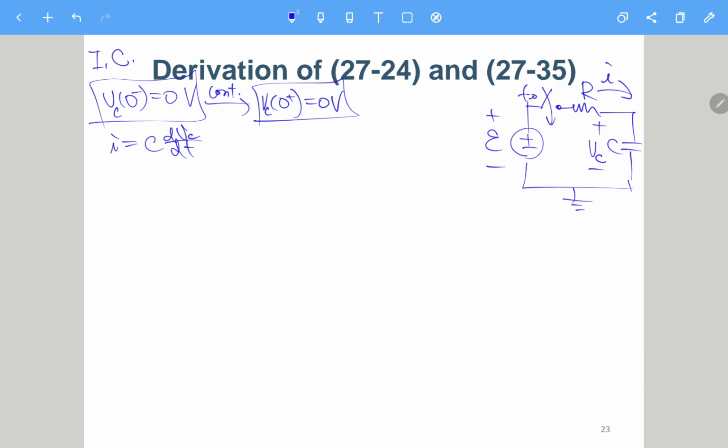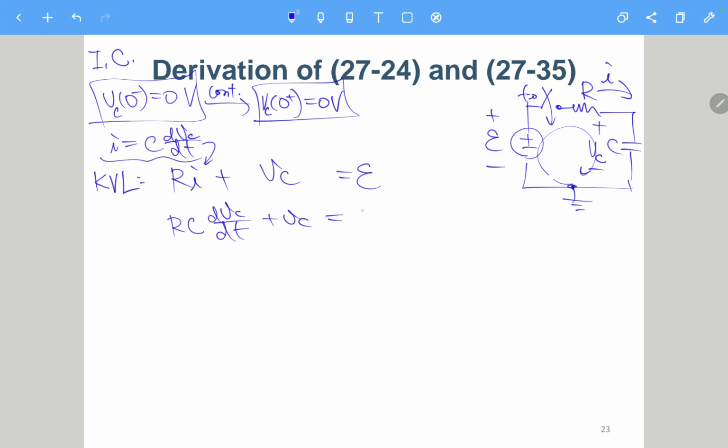Okay, so here we try to write the KVL. We start from this point and then go around the loop. This is going up, so we have E. And then here we're going down, I times R, R times I plus VC. VC is from plus to minus. So in that case, we have I equals C dVC/dt. So we can just put this one in here. So we have R times C times dVC/dt plus VC equals E.